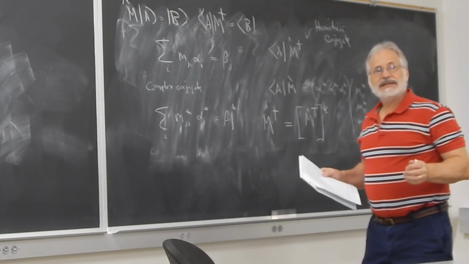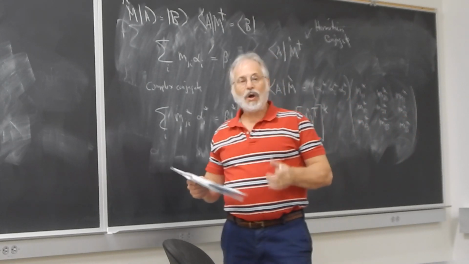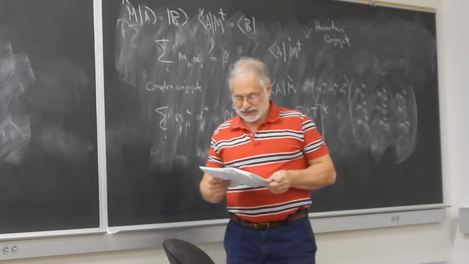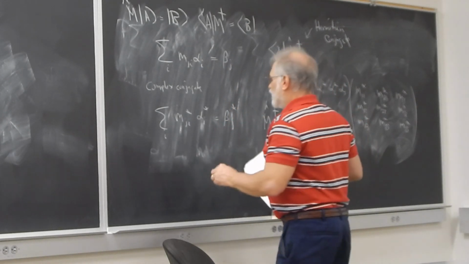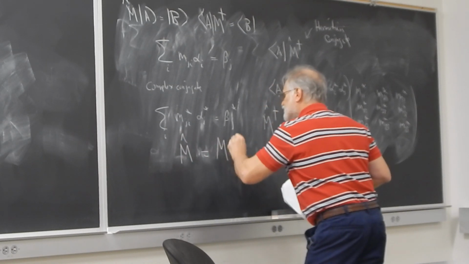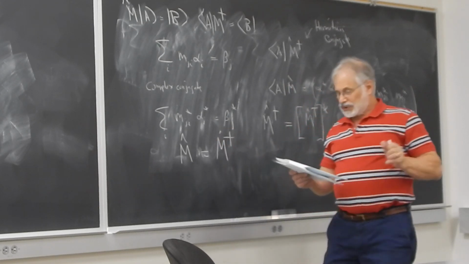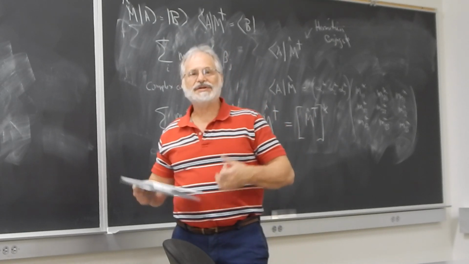In most cases, quantum mechanical observables are always represented by linear Hermitian operators. In that case, when they're Hermitian, the operator itself is equal to its Hermitian conjugate. We'll talk more about the properties of Hermitian matrices and Hermitian operators next time.